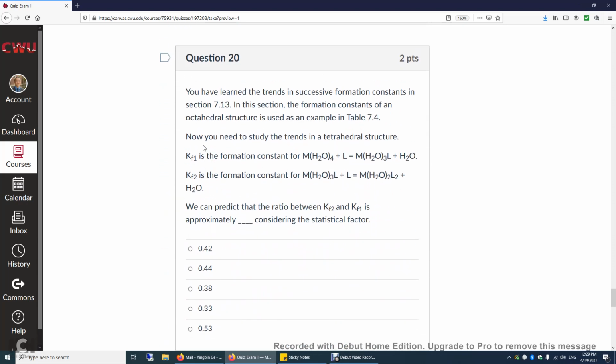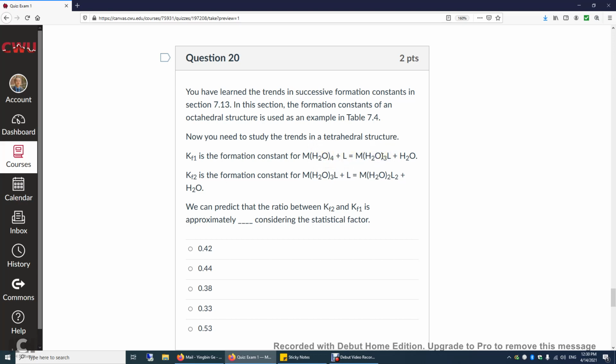Now, question 20. This question is a little tricky, but you just need to focus on the so-called statistical factor. Over here, this L will replace one of the 4 aqua ligands, so 4 possible options. But on the product side, the right-hand side, if water would like to replace this L, there's only one option. This metal is bonded to 3 aqua ligands and 1 L ligand. If you want to use another aqua ligand to replace this L ligand, there's only one option. In the forward direction, there are 4 options. So you have a 4-to-1 ratio.